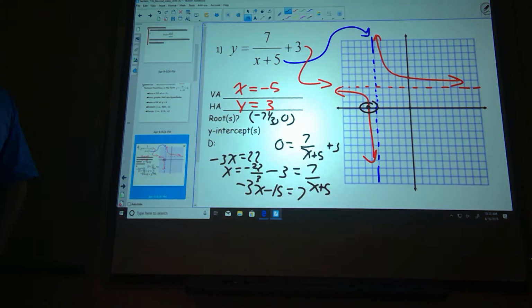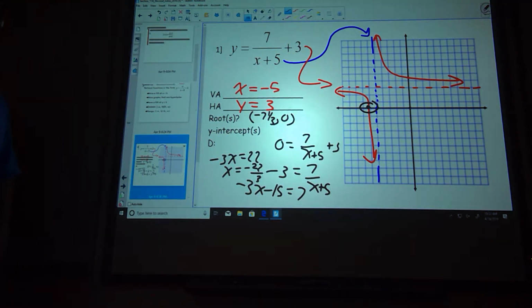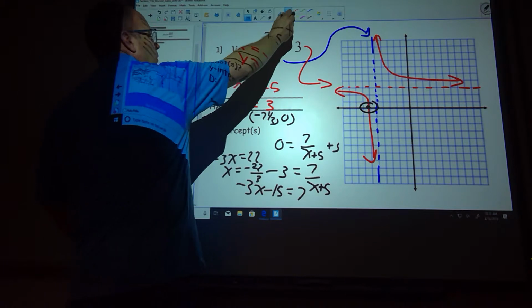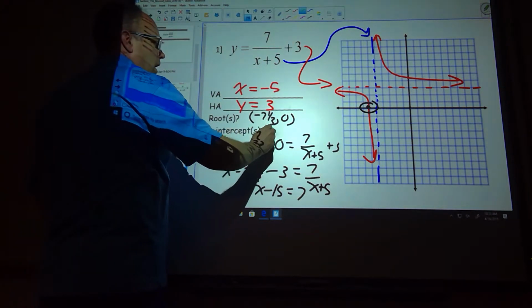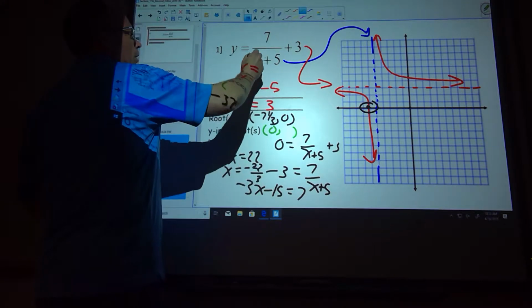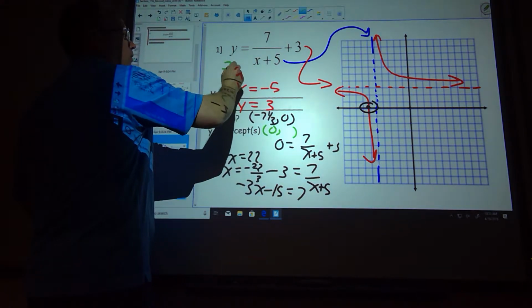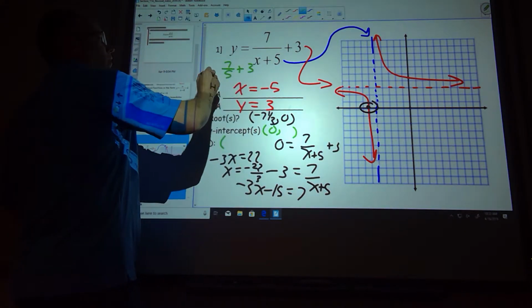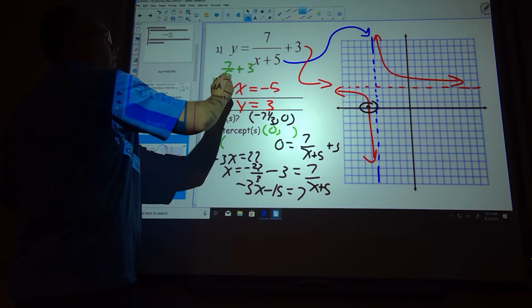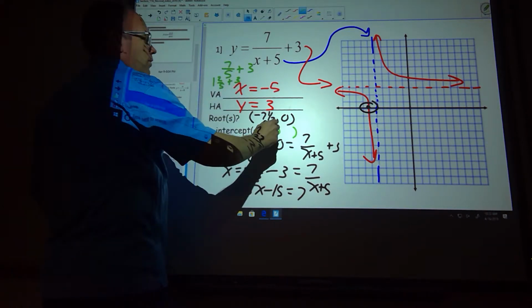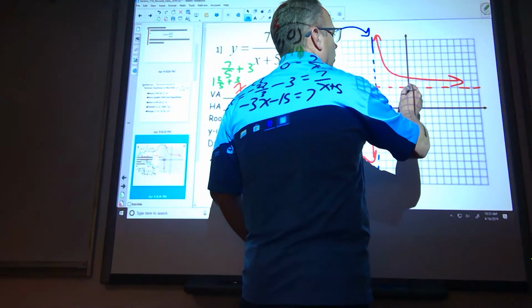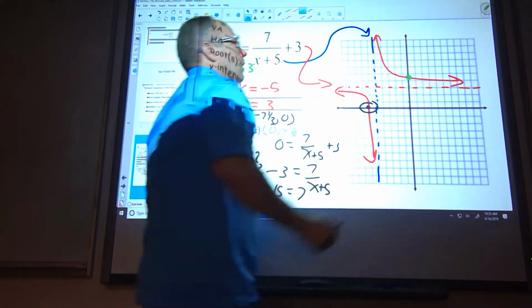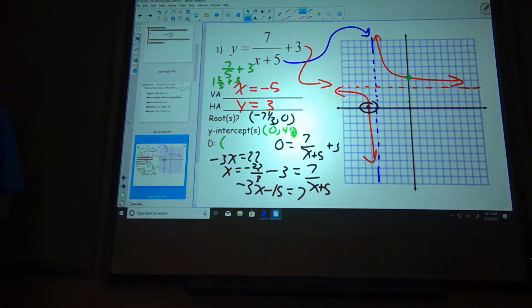And then you can find out, do we have y-intercepts? And again, the y-intercept is when I'm going to plug 0 in for the x value. If I plug 0 in, I get 7 over 5 plus 3. So that's 1 2/5 plus 3. So that is 4 2/5. So 1, 2, 3, 4 2/5 is about right there. Wow, look how close I got to that just by freehanding. So proud of you. I am.